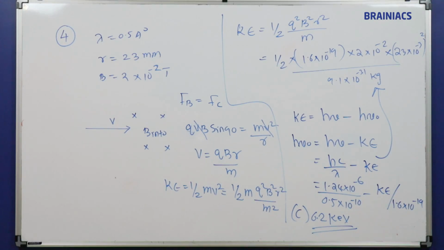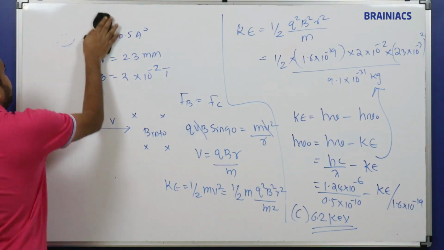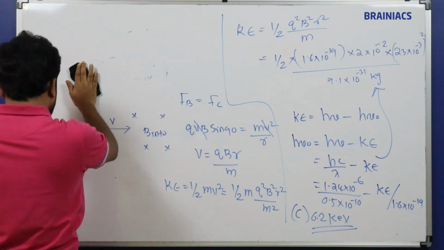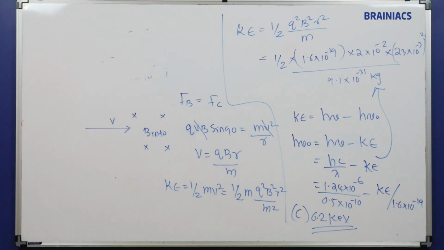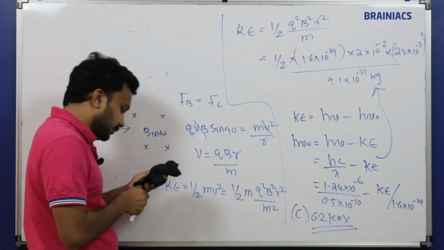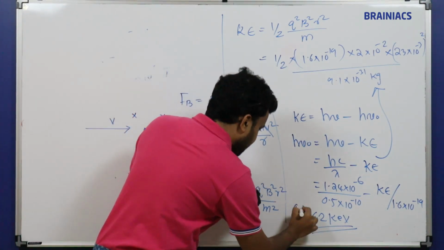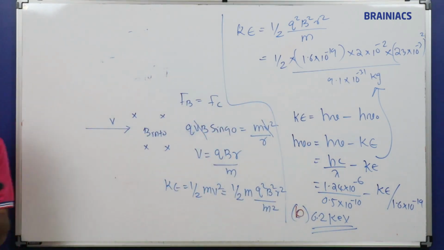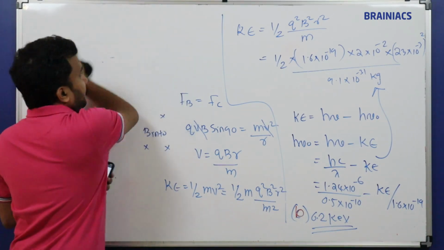Okay, so let's move to the fifth question. You can also try. For the fourth, you are getting the answer as... the fourth answer is not C, the answer is B. 6.2 means answer B, right? Option B is 6.2. Option C should be 2 point something. So option B is the answer for the fourth question. So let's move to question number fifth.